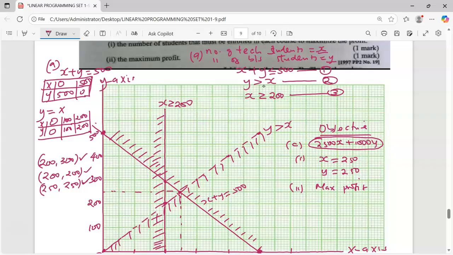And for us to get maximum profit, we are going to have 2500 multiplied by the value of x, which is 250, plus 1000 multiplied by the value of y, which is 250. And this one is going to give us a total of 875,000 as the maximum profit generated by the institute.